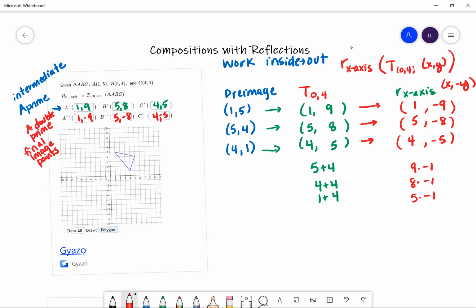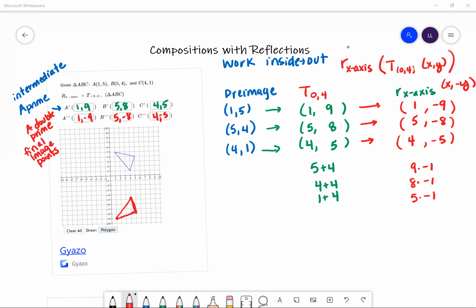Okay, so now it's time for me to graph the points. So I'm going to take a moment, graph my final points only on this graph. So I'm going to graph the A double prime so we can see what that looks like. All right, so there is the graph of my final image. So we did it, y'all. All right, so that's what it looks like when you're finished with that problem. Let's go ahead to the next example.